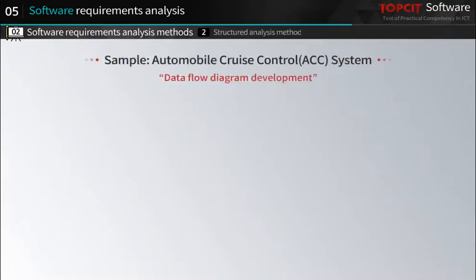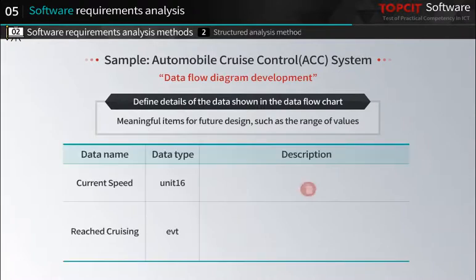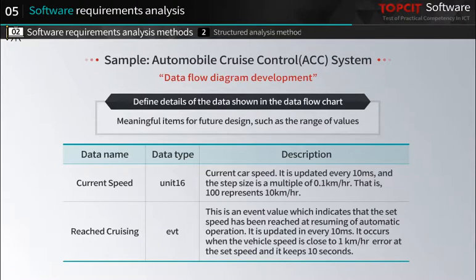Once you have created a data flow diagram, you will need to develop a data dictionary. The data dictionary defines the details of the data shown in the data flow diagram. The items described in the data dictionary are things that are meaningful for future design, such as the range of values. The screen is part of a data dictionary created during the actual development of the automobile cruise control system. Please click the mouse button to see the contents.